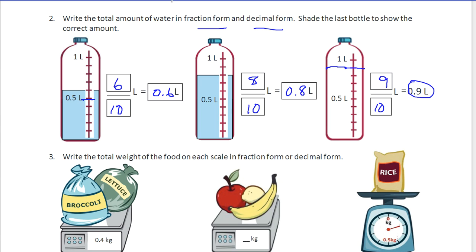So then you're going to go shading, shading, we love to shade. Shading, shading. Well, you like that song? Me either. Anyway, let's keep on going to number 3.